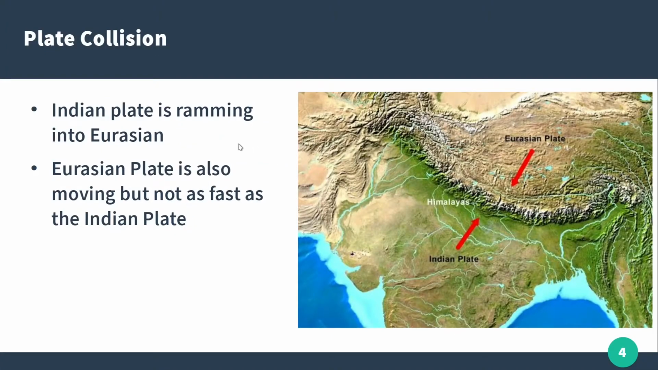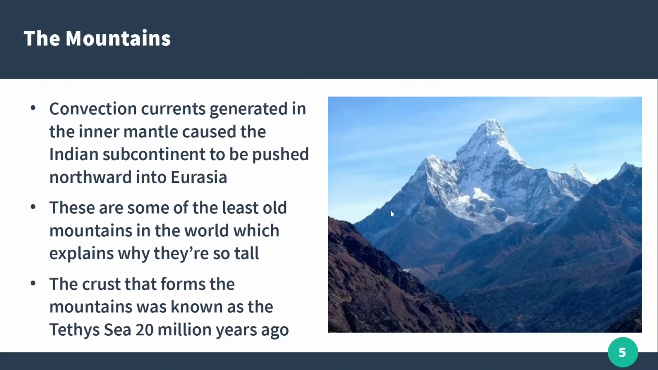It's mostly the Indian plate ramming into the Eurasian plate, so there's a lot more force going this way, northeast, than there is coming from the Eurasian, although the Eurasian plate is also moving, but it's not moving so fast into the Indian plate. Here's another picture of what the mountains look like.